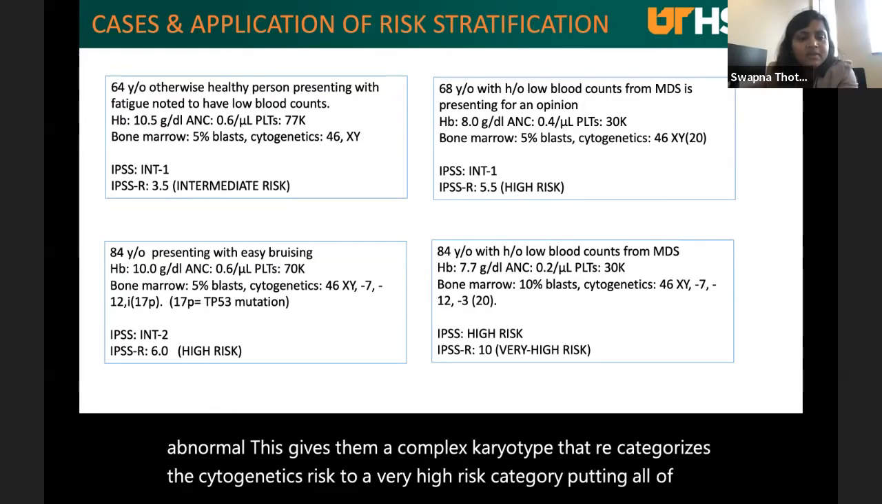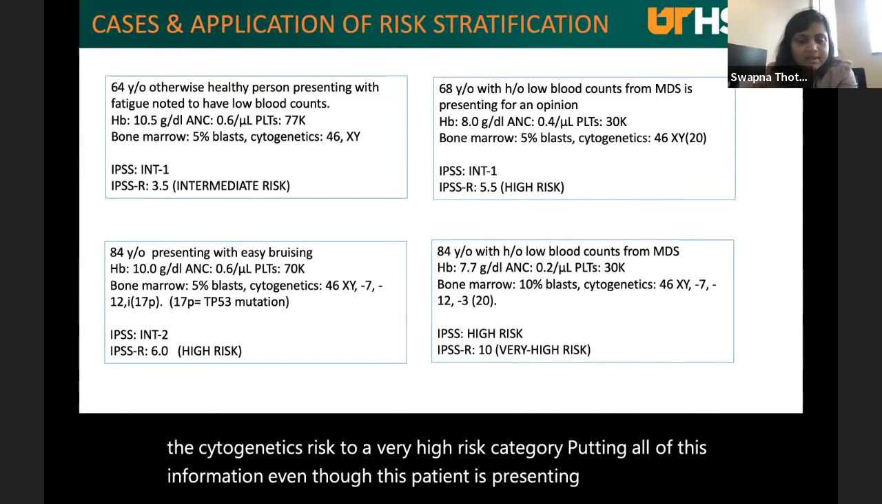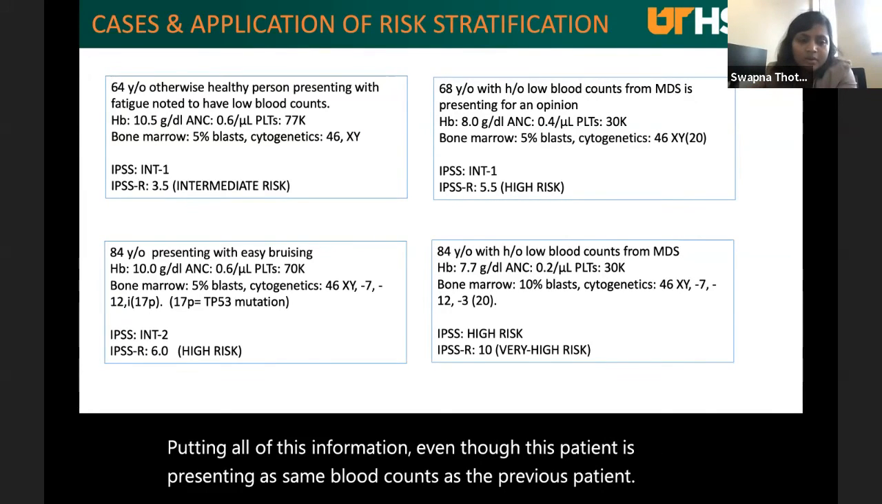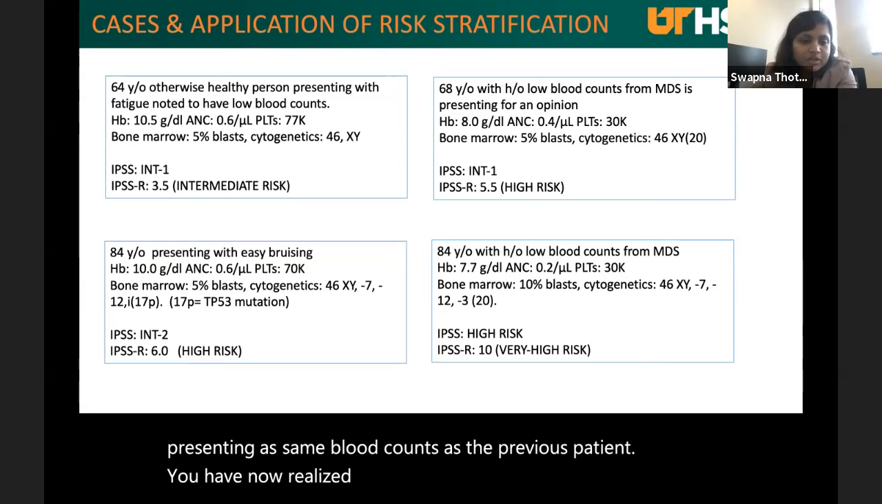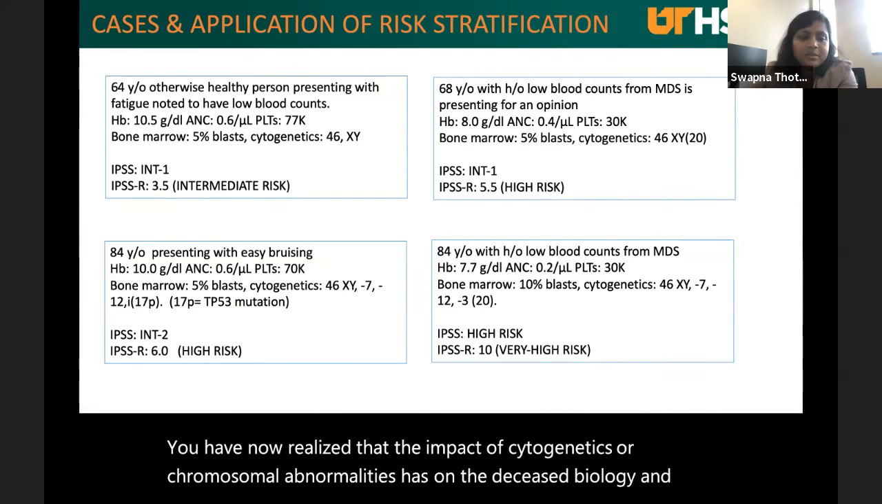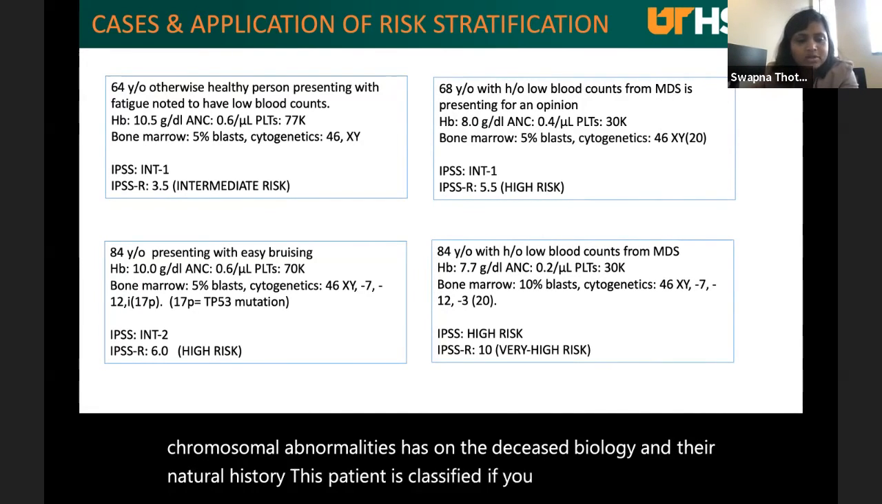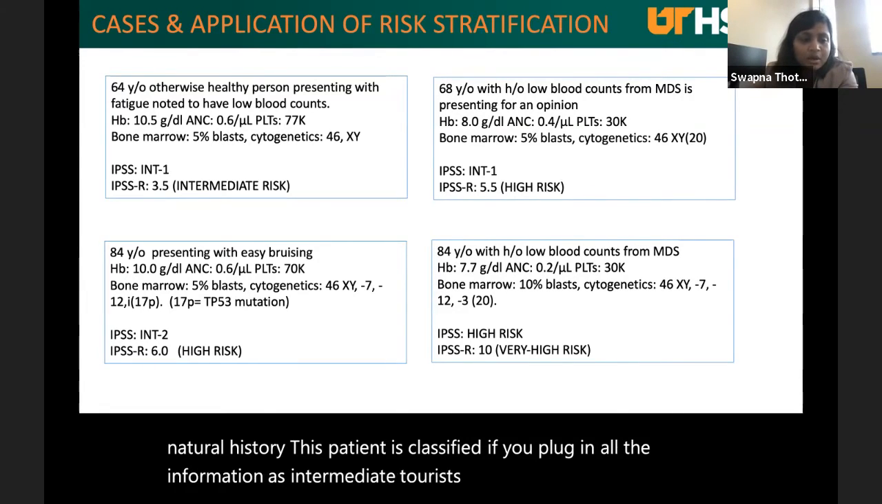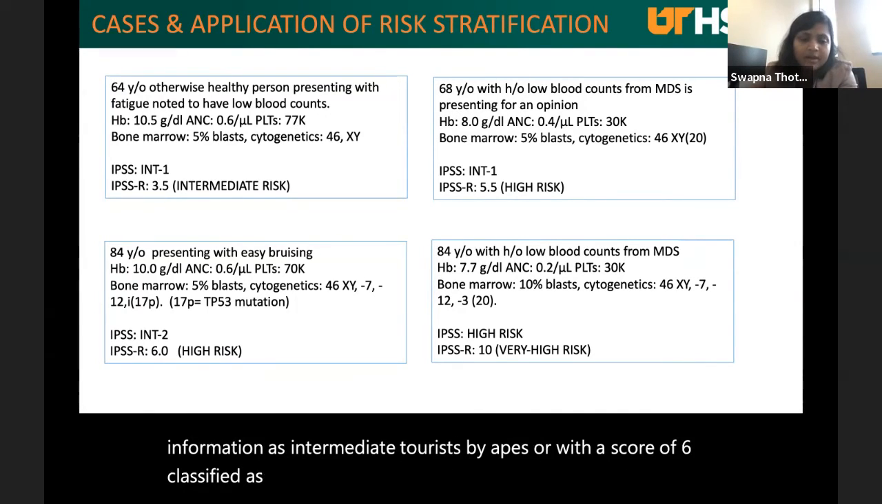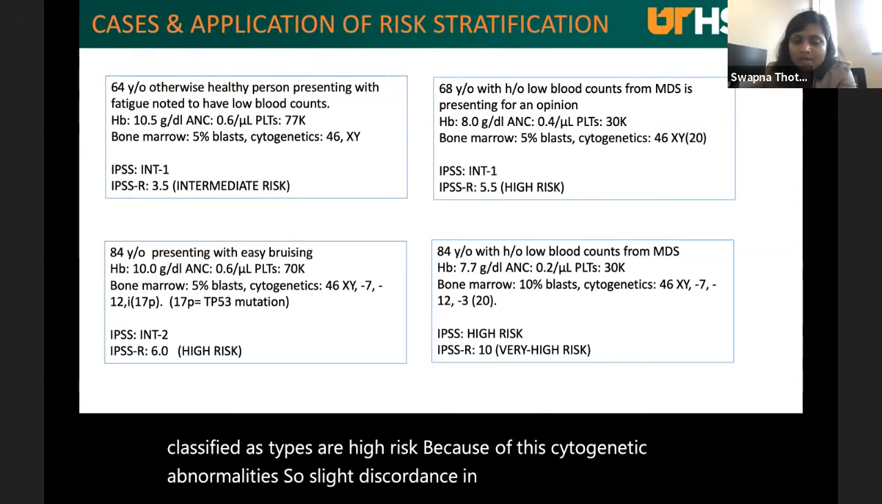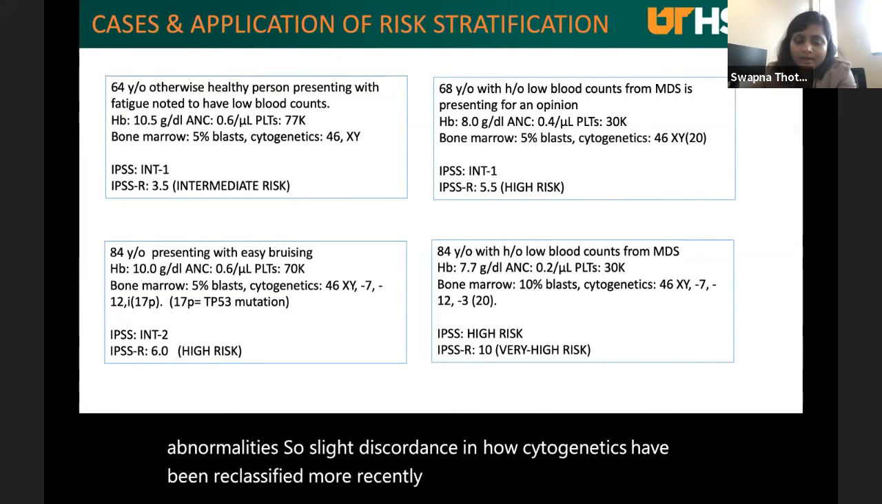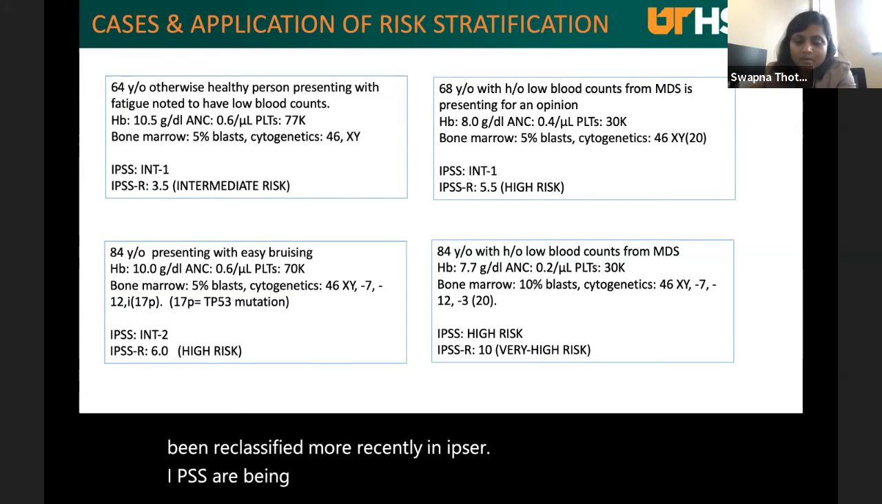Putting all of this information together, even though this patient is presenting with the same blood counts as the previous patient, you have now realized the impact that cytogenetics or chromosomal abnormalities have on the disease biology and the natural history. This patient is classified, if you plug in all the information, as intermediate 2 risk by IPSS, or with a score of 6, classified as IPSS-R high risk because of these cytogenetic abnormalities. So there is a slight discordance in how cytogenetics have been reclassified more recently in IPSS-R, and IPSS-R is more reflective of the biology of this MDS diagnosis.